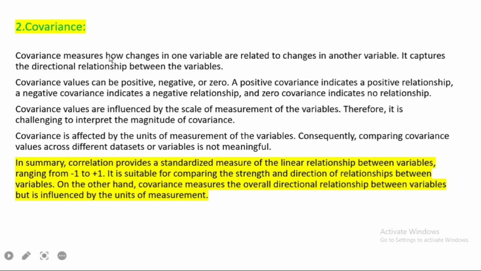Covariance. Covariance measures how changes in one variable are related to changes in another variable. It captures the directional relationship between the variables. Covariance values can be positive, negative, or zero. A positive covariance indicates a positive relationship. Negative covariance indicates a negative relation, and zero covariance indicates no relation.